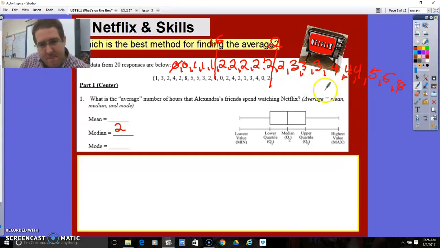The upper quartile is the middle of the upper half of the data. 1, 2, 3, 4, 5. In between 4 and 4 is 4. And then you've got your lower extreme, which is 0.